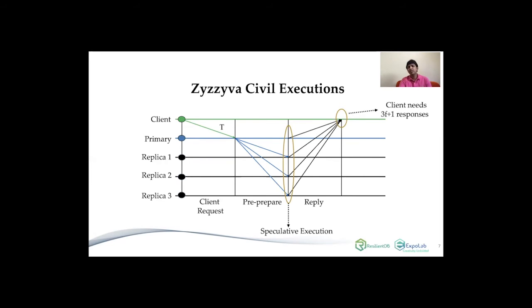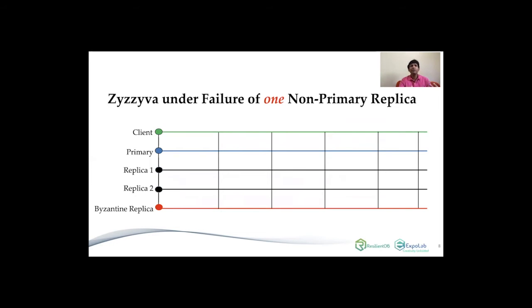Now, if this is the scenario, that means if one replica fails or something bad happens, then the system's throughput should fail. How does it happen in Zyzzyva? Well, we'll assume there is one replica. We're calling it a Byzantine replica, but it can be a simple replica which just crashes. We follow the same thing. There's a pre-prepare message by the primary. All the replicas execute and reply to the client. But note that one replica hasn't replied. The client only gets 3f responses.